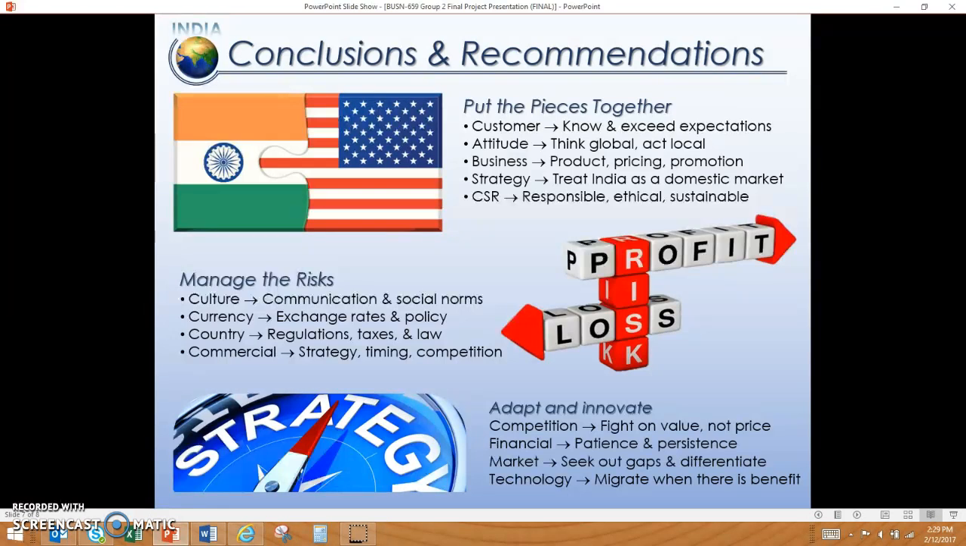View India's market through the lens of an entrepreneur. Look for gaps that need to be filled that others ignore. Seek opportunities to differentiate rather than copy. Technology is a great servant but a horrible master. Leverage technology as a means to deliver value and avoid technology for the sake of technology.